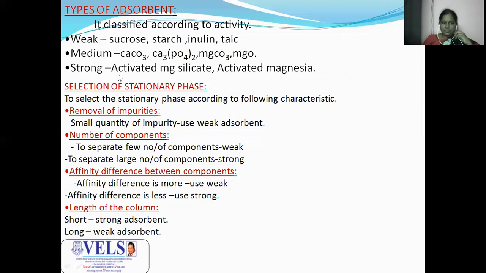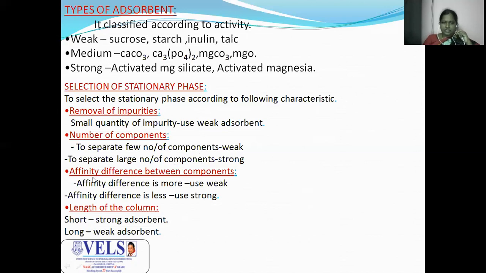The adsorbent should be selected according to the following characteristics: the removal of impurities, the number of components, the affinity difference between the components, and the length of the column. If there is only a small quantity of impurity in your sample, you select a weak adsorbent. If a few components are present, you should select a weak adsorbent. If there is a large number of components, you select a strong adsorbent.